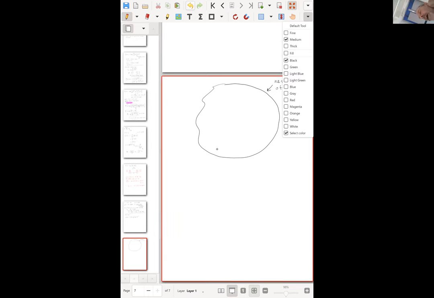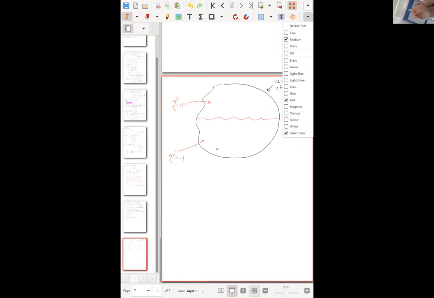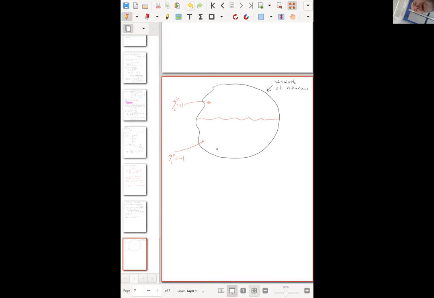And what I'm going to do is divide it into two regions. So all the neurons up here, for these neurons, ξ_i^ν equals plus one. And for these neurons, ξ_i^ν equals minus one. Okay. So what we're going to do is now suppose S_i equals plus one up here and S_i equals minus one down here, okay?